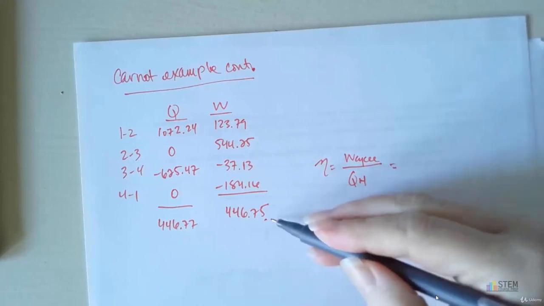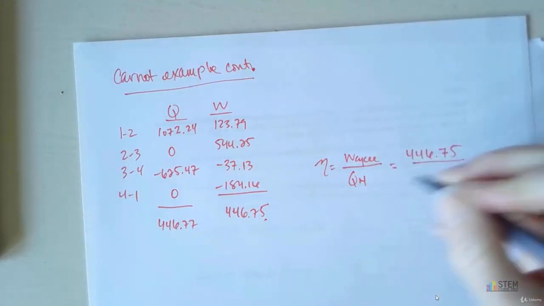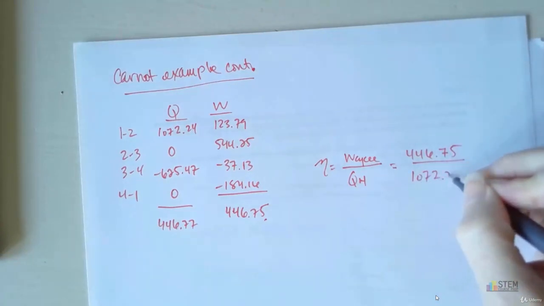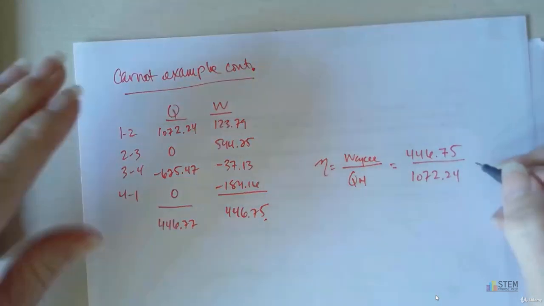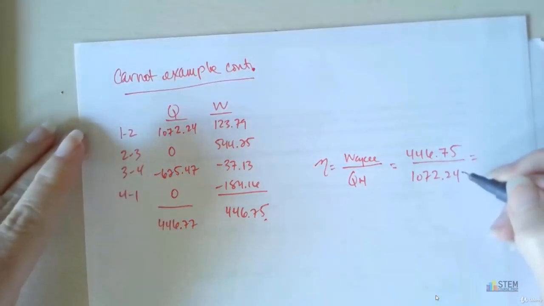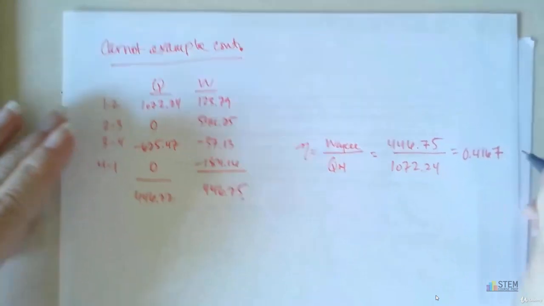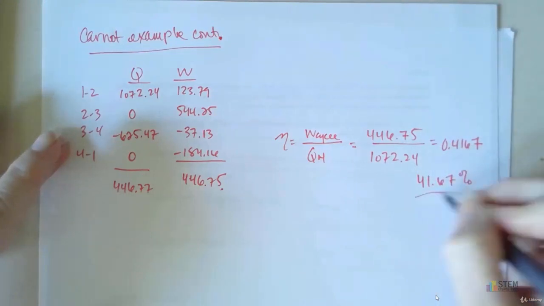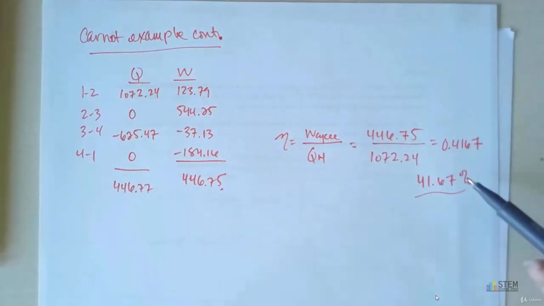All right, so we just take this value and then divide it by QH, which was 1072.24. The units for both of these were the same, so I'm not going to write them out, so that works out. Now when you divide that, you're going to get 0.4167. So that means your efficiency is 41.67%. That was one way you could go about finding the efficiency.